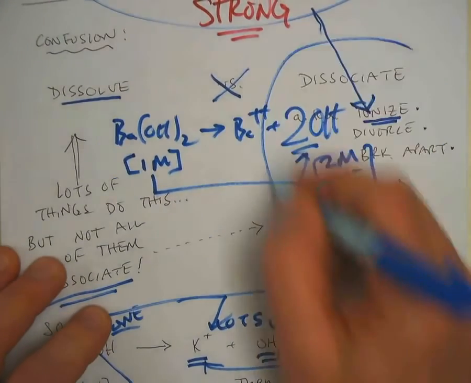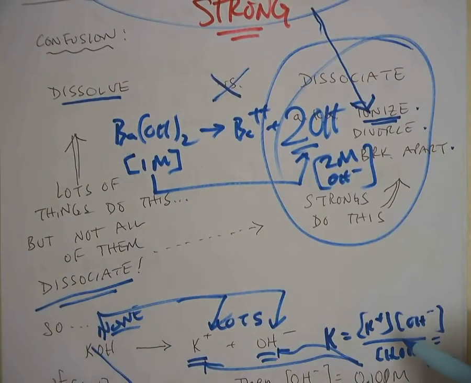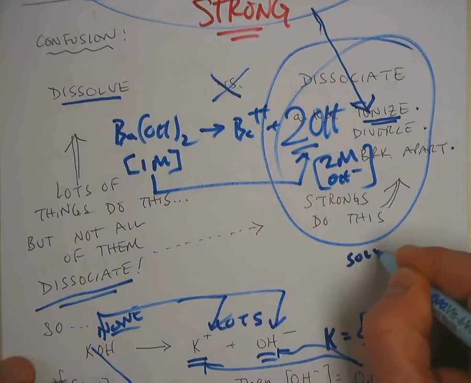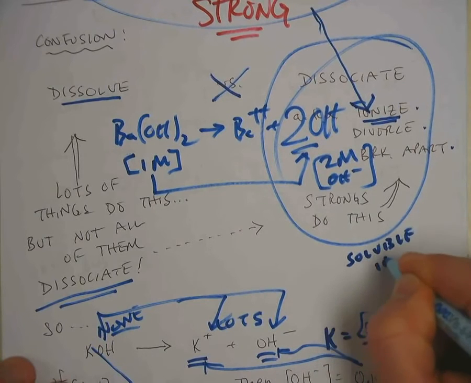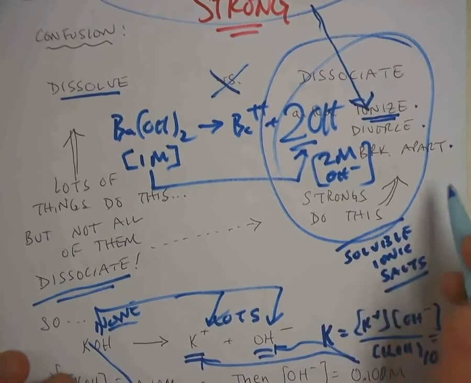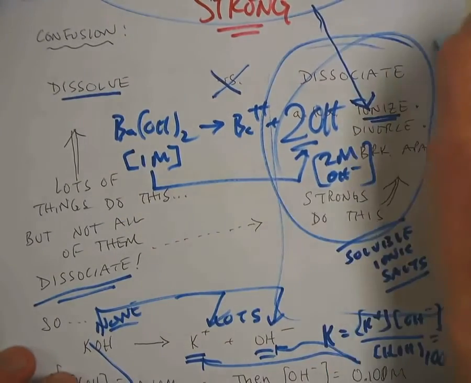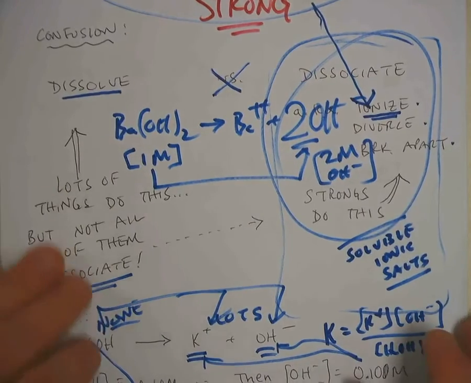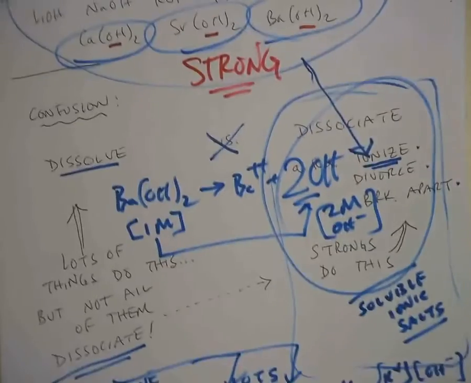The other things that do this ionization, divorcing, breaking apart are the other strong electrolytes, which include the soluble ionic salts. These are the things that you memorize the solubility rules for. That's who fits into this category right here. Those 3 things, strong acids, strong bases, and soluble ionic salts. They're the ones that form ions.